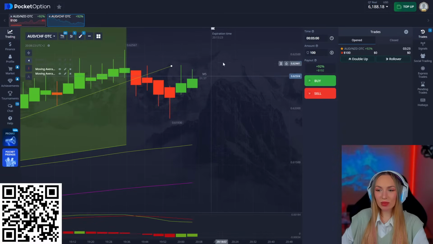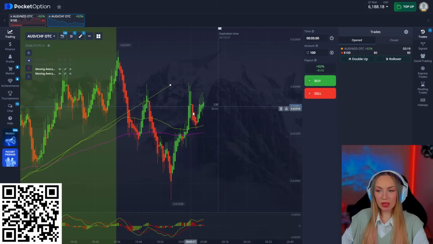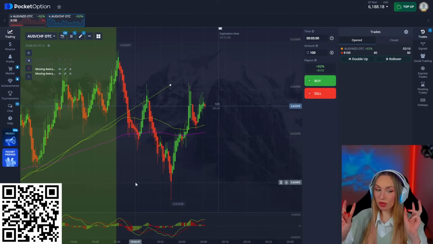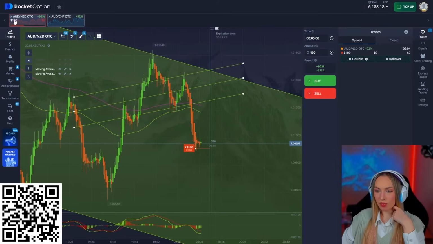By the way, let's return back to AUD CHF. You see, even though here was a signal to open the trade in the downward direction, it went up. So this was a false signal that I told you about, that it's better not to open the trade in the other direction from the main trend.